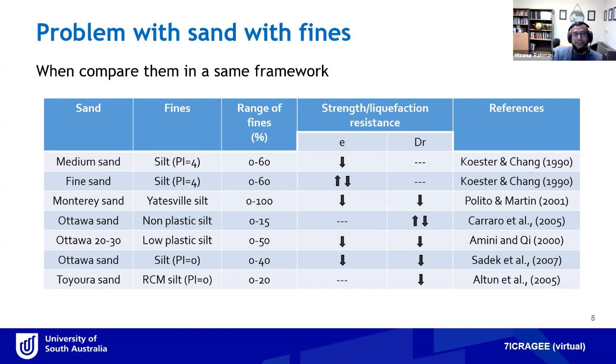If we had a consistent trend of decreasing, then we could apply a reduction factor to the clean sand, and we could use that in design. But in this case, it's not the case. So the comparison basis, whether we are using relative density or void ratio, is not consistent. For this particular type of soil, I like to start with the basic concepts.